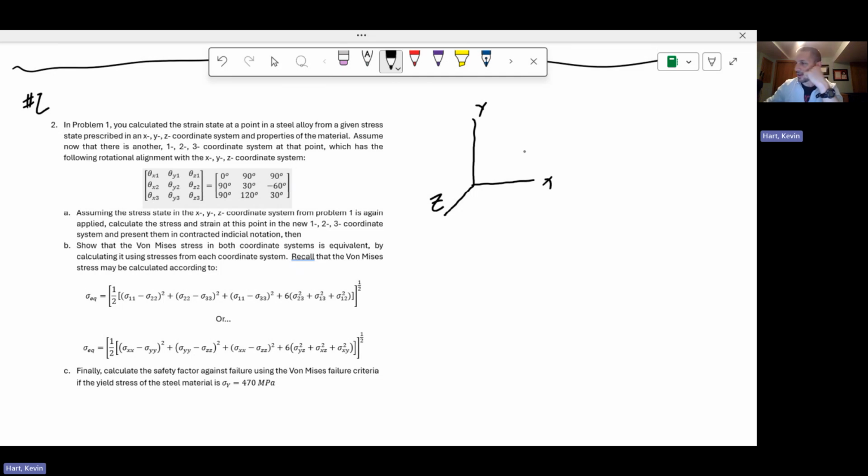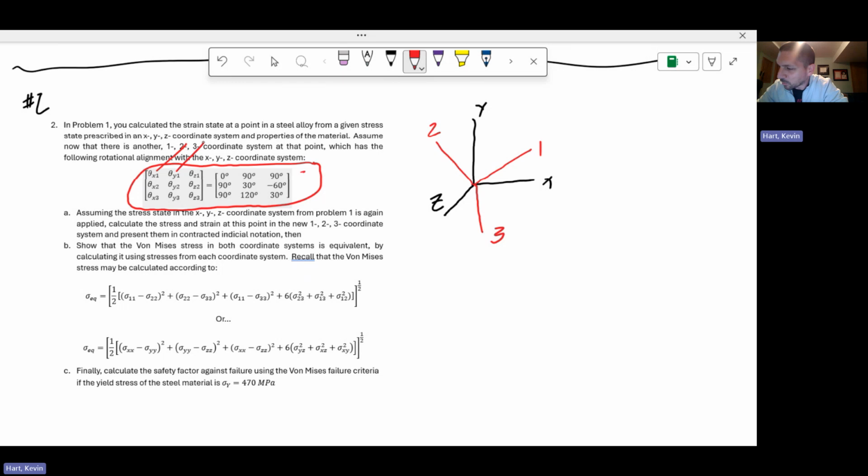But now they're saying there's another 1, 2, 3 coordinate system that exists in this space that is relative to X, Y, Z. So here's a 1, 2, 3 coordinate system that somehow shifted or rotated relative to X, Y, Z. And these angles here relate the coordinate systems 1, 2, 3 to X, Y, Z. So these angles, like theta x1, theta y1, theta z1, etc., are the angles between the x-axis and the one-axis, for instance.